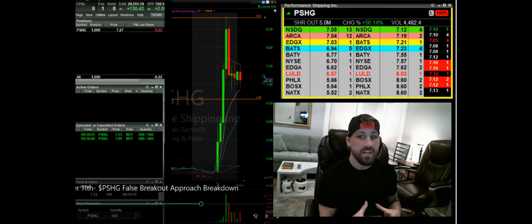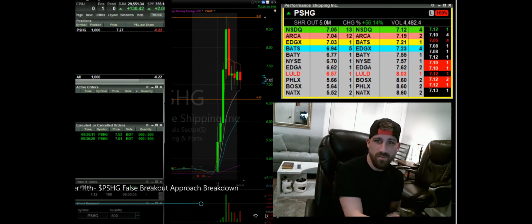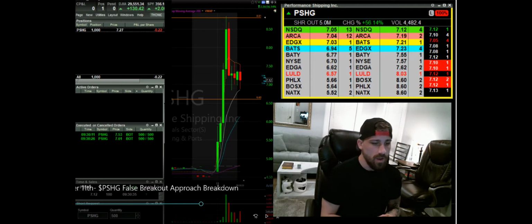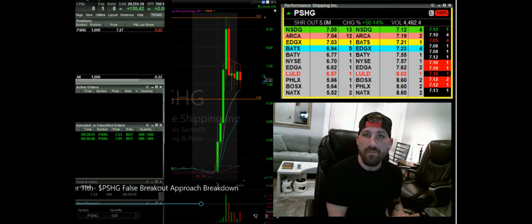So what I did was I took something called a starter position. Not my whole size that I plan on using on the trade, but a starter. So if it flushes like that and I didn't have an add point, I would be able to get out of it and really not risk an overwhelming amount of money.